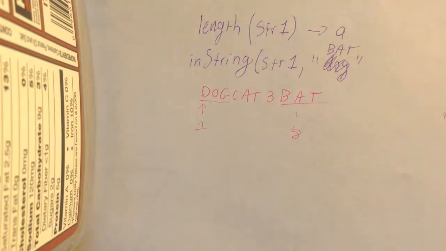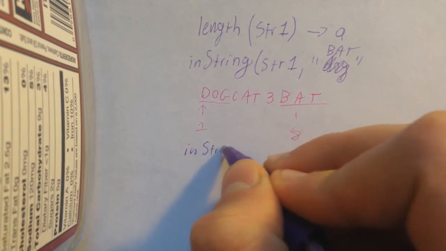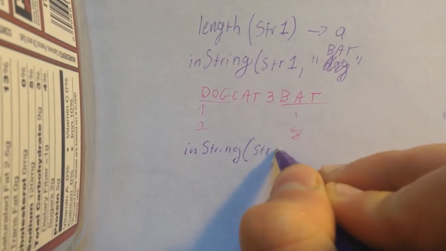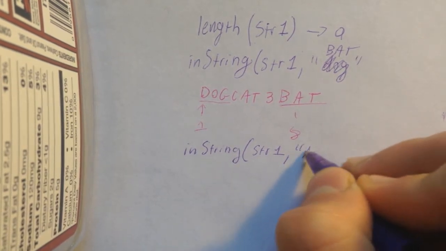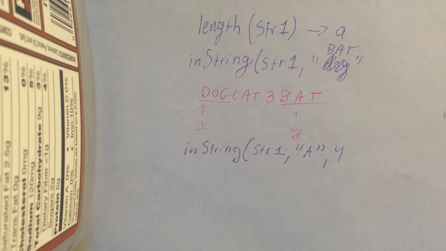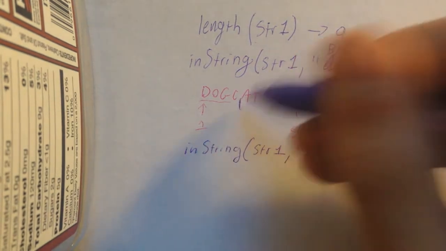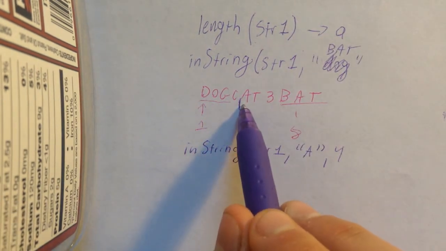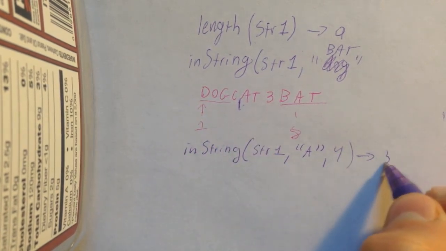Now there's one argument that you can give to the inString command that helps you search from a certain point. If you say inString(string 1, let's just search for the letter A, comma, 4. Now what that 4 does is it says search for the letter A, but don't start until the 4th spot. So it'll skip 1, 2, and 3, and start from 4. It'll search from here on. And it'll say, oh, I found A, and it's in the 1, 2, 3, 4, 5, 5th place in the string. So this will return a value of 5.